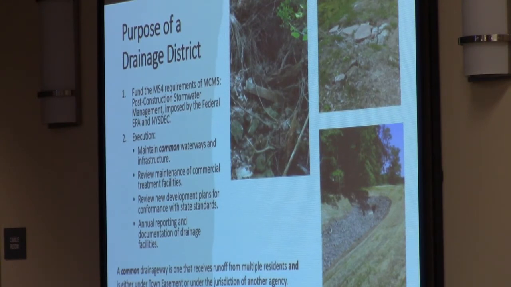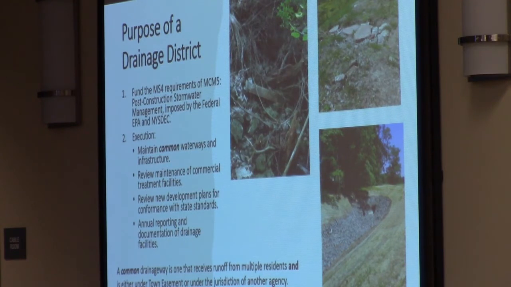And then we obviously have annual reporting with our facilities, documentation of the drainage facilities. I mentioned up above that one of the execution portions is to maintain common waterways. That's sometimes a term that's difficult to grasp. So down at the bottom, I have that a common drainage way is one that receives runoff from multiple residents and is under town easement or under jurisdiction of other agencies.